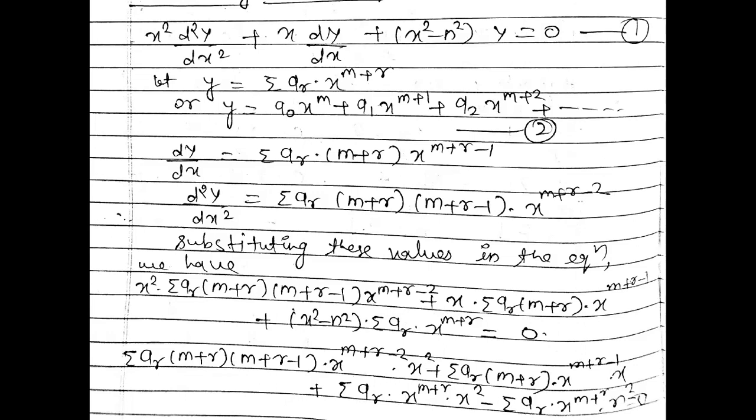Calculation is easy, but be careful. Now these terms we write as they are, x to the power m plus r minus 2 here and x squared here. So just write nearby this one equation, plus this term as it is, and here x, so just write nearby, and for these terms, x squared minus n squared, just multiply inside the bracket, then these two terms are obtained.